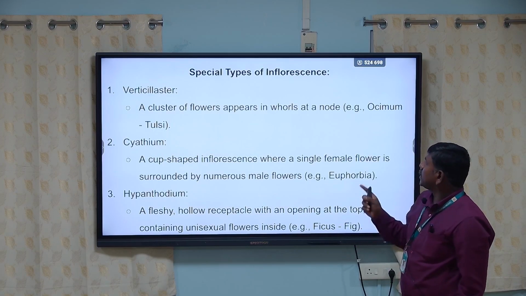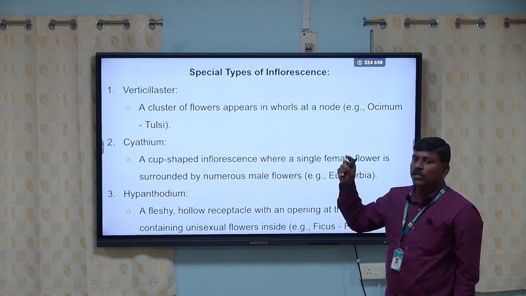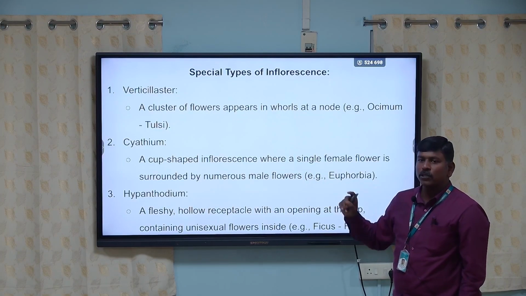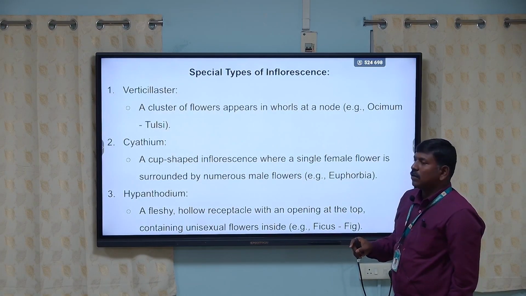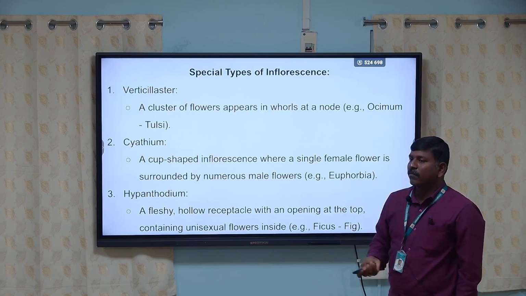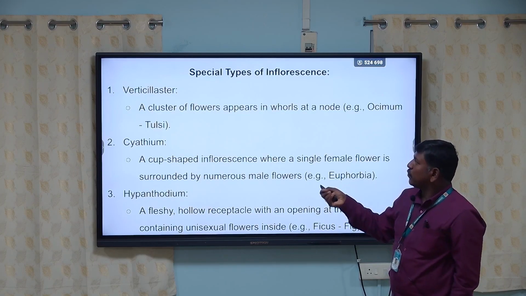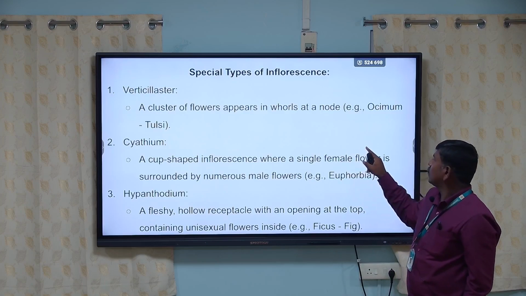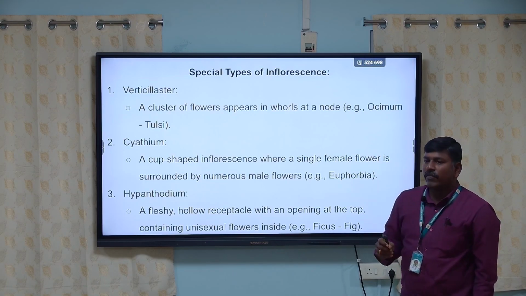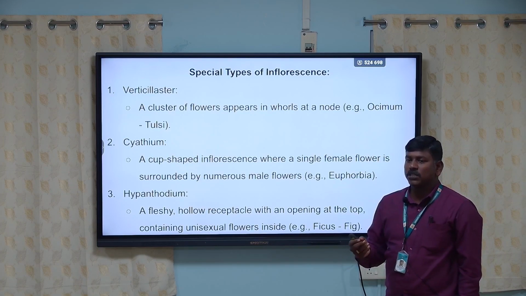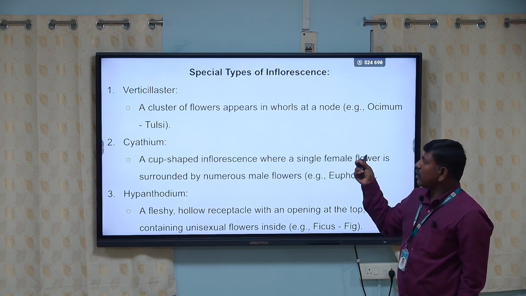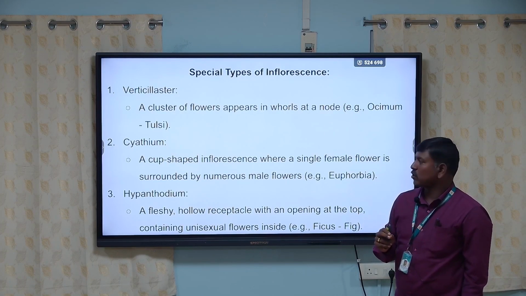The special types of inflorescence are verticillaster, cyathium, and hypanthodium. These are the three different special types of inflorescence. I will show the pictures. Before that, what is verticillaster? A cluster of flowers appears in the axils at the node. For example, Ocimum. In Ocimum plants, we can easily observe the verticillaster inflorescence.